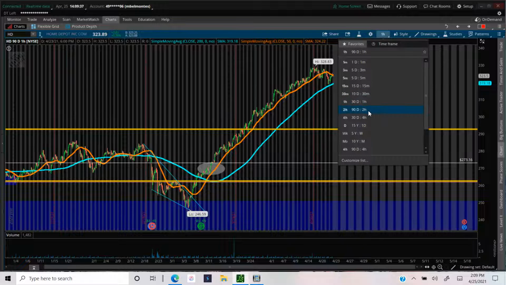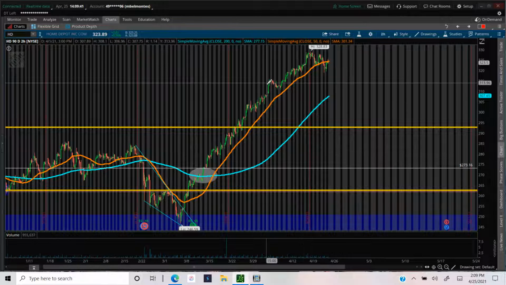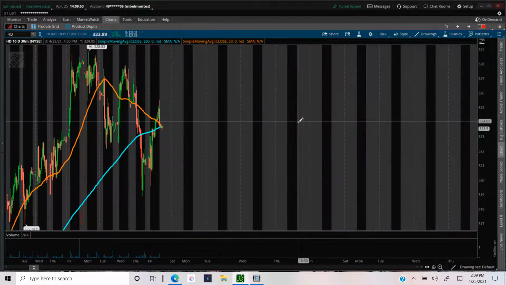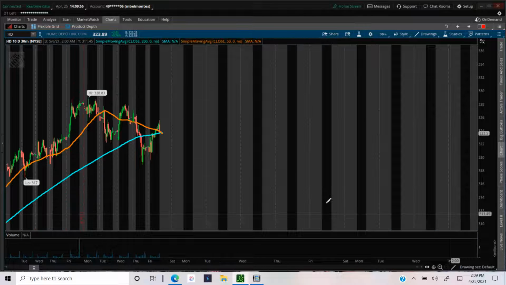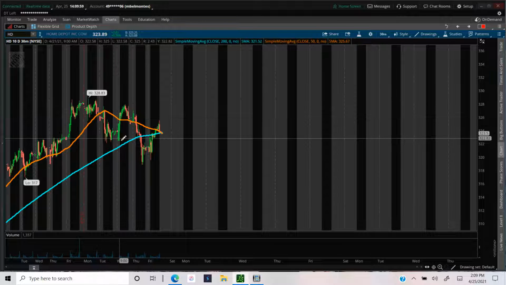Moving averages will tell you where the market is at, if it's in a bullish state or if it's in a bearish state. The 200 and the 50 SMA are very important to a lot of traders because that's what they use. Look at this right here. This is the 50 and this is the 200. Look what it's doing here.